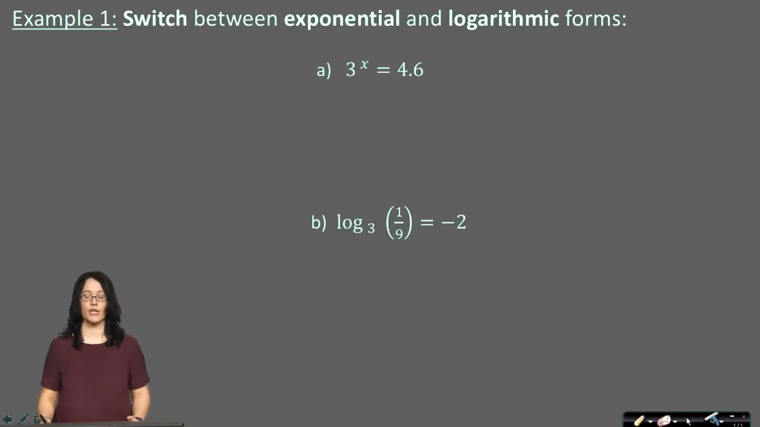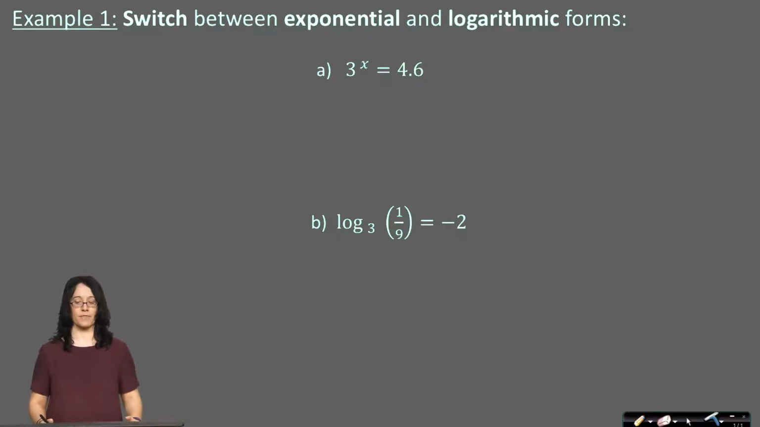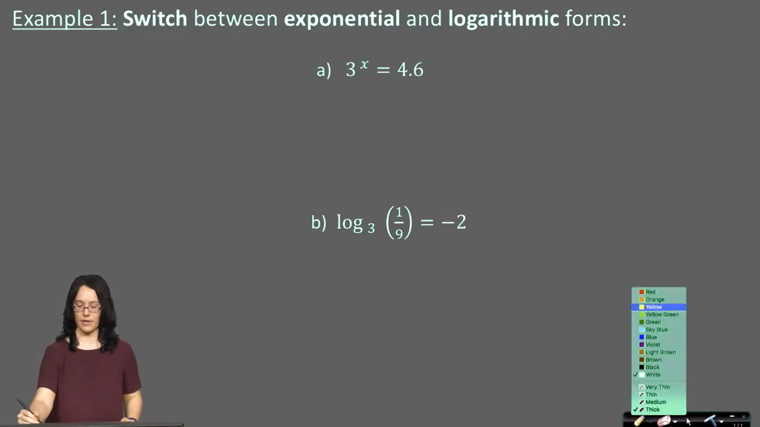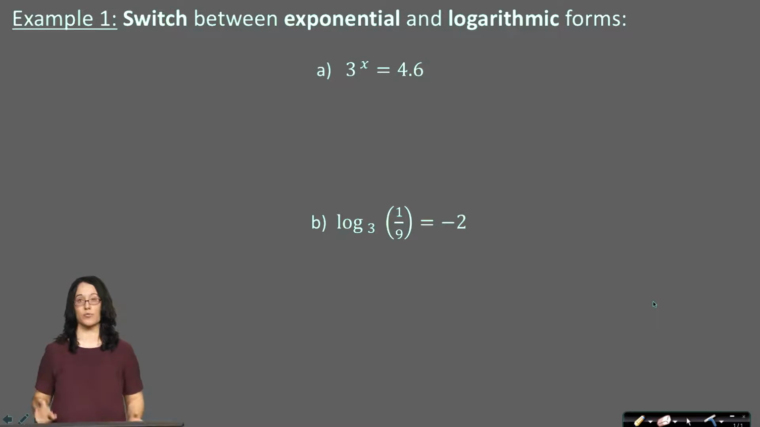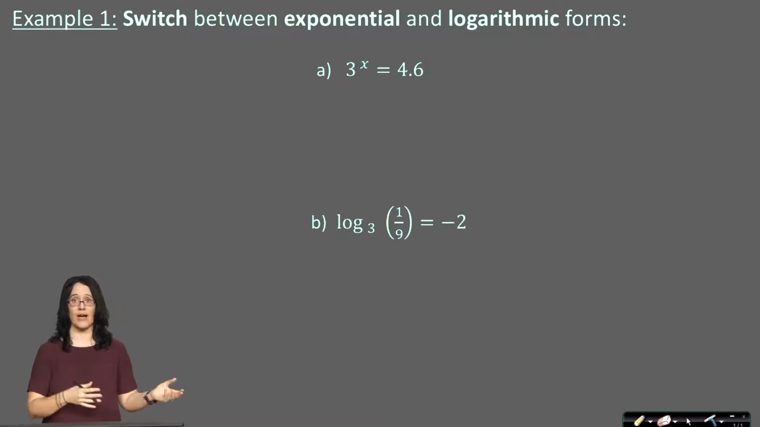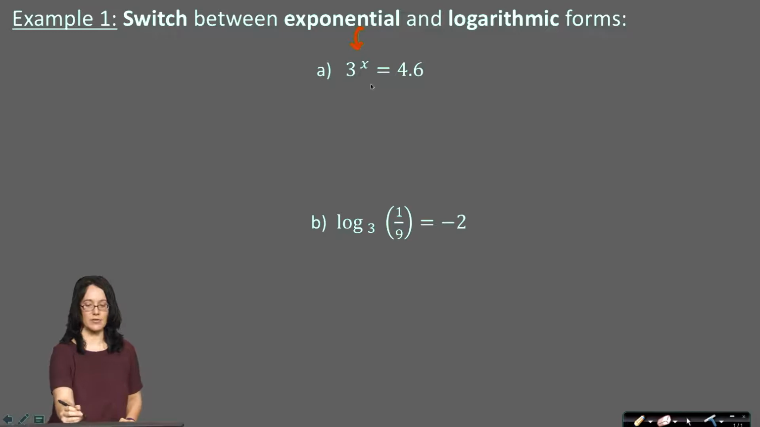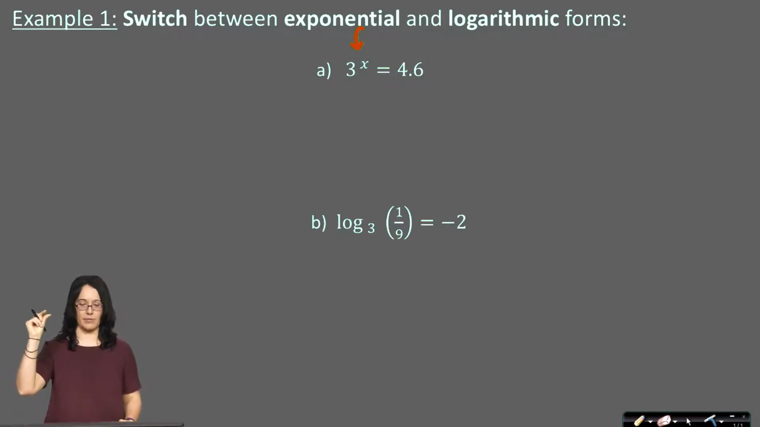It says, can you switch between exponential and logarithmic forms? In A, it says 3 to the x equals 4.6. All right. So 3 to the x equals 4.6. Which type of situation do I have in front of me? Is this exponential, linear, quadratic, cubic, logarithmic? What is this? Got to know what kind of equation you're dealing with. This is exponential. If that's what you said, you are correct. And that's because your variable is in the exponent. So it's really saying multiply 3 over and over again, x times, and you should get 4.6.